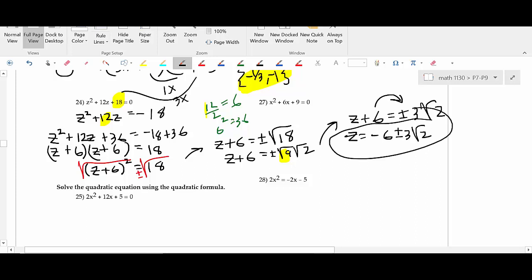Okay? So that's something you want to make sure you're on top of. You'll do that all semester. Even when we get to the trig part, you'll find that you'll be simplifying radicals all the time. So you want to be totally on top of that.